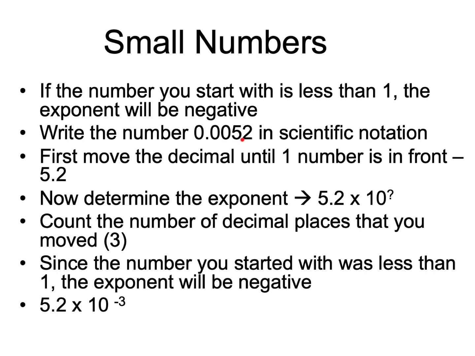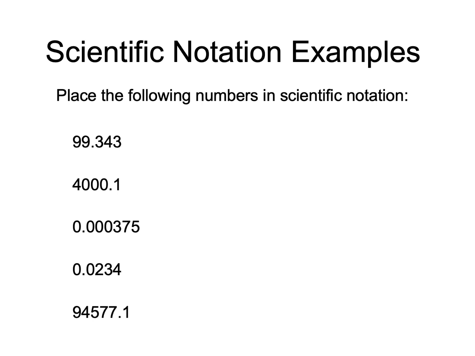So I need to basically divide by 1,000 to get it back, or multiply it by 10 to the minus 3. And that 3, we just count how many times we move the decimal place. 1, 2, 3, there we go. So here are some examples for you. I have some numbers with the goal of putting them in scientific notation. And on the next slide, I've got all the answers.